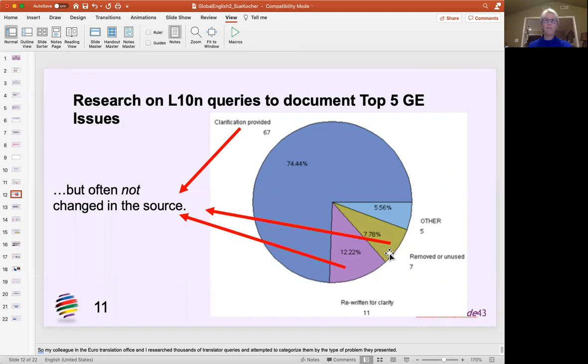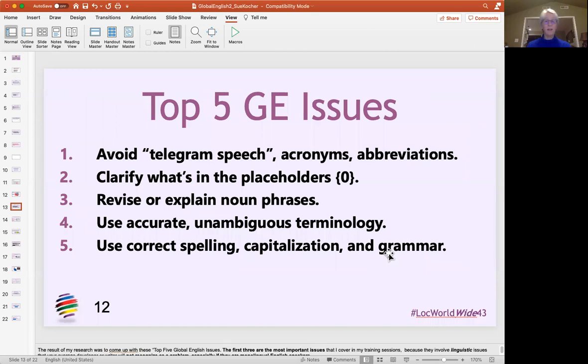So that bothered me. Anyway, so I started categorizing the linguistic issues that I was seeing, and I realized that pretty much all of the queries could be categorized into these top five global English issues. The first three are especially problems linguistically for translation. The other two are big bucket items that really we should be paying attention to anyway, because they relate to other kinds of documentation and so forth. But I'm going to go very quickly through these top five global English issues.